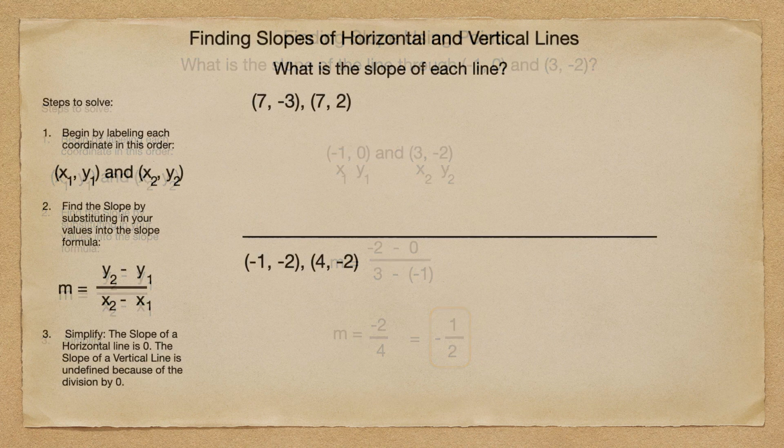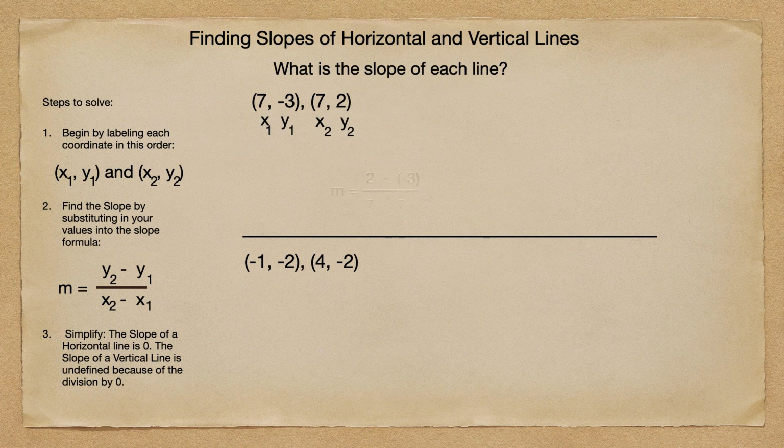Let's look at when we are working with horizontal and vertical lines. What is the slope of each line? Again, we're going to label each coordinate in the order of x sub 1, y sub 1, and x sub 2, y sub 2. Just so you know, that means our first x and our first y term, and then the second x and the second y term. It's a way that we can name them.